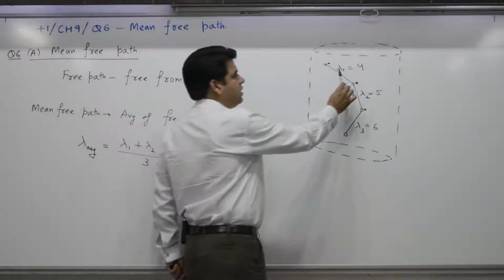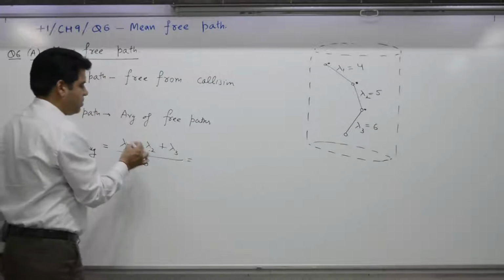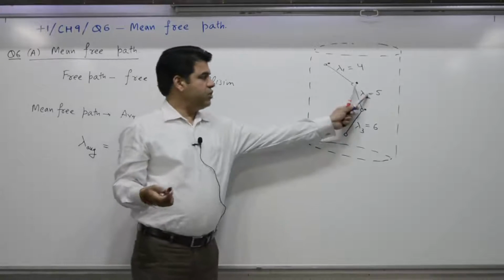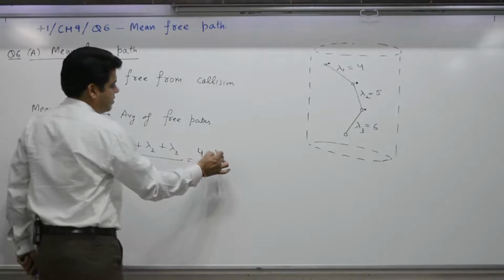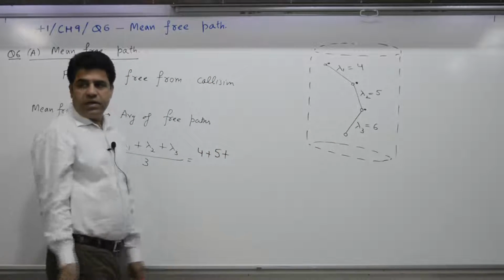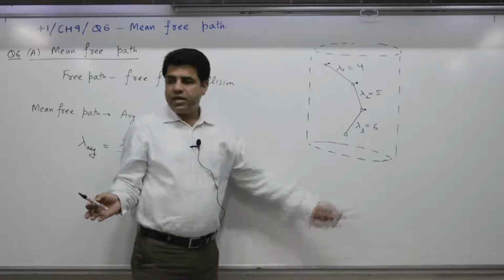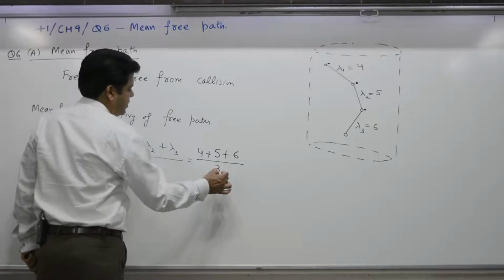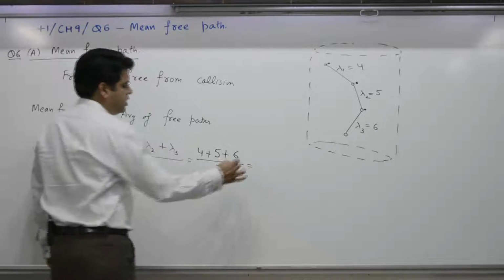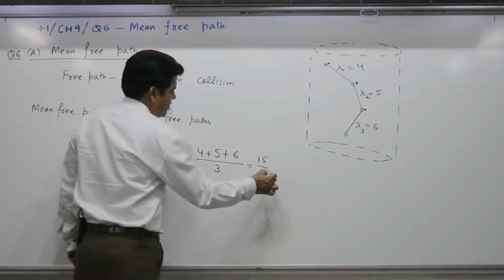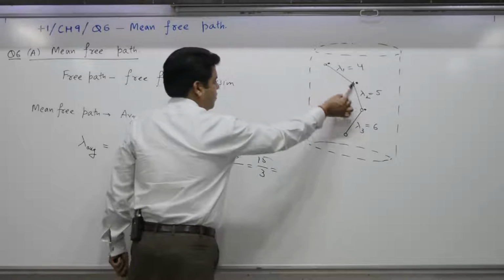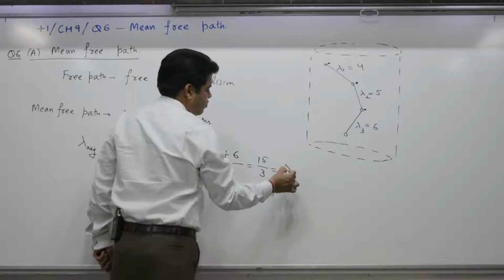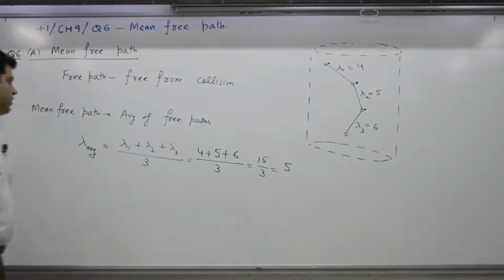Yes, lambda 1 is 4 units. What about lambda 2? Yes, lambda 2 is 5 units. What about the third one? Yes, lambda 3 comes out to be 6 units, divided by 3. Total is 15 by 3. Total distance covered 15, free paths 3. So the mean free path is 5 units.